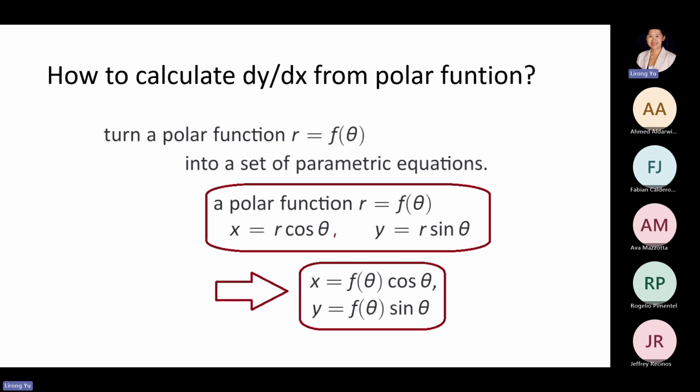Number one, you turn the polar equation into a parametric equation. r equal to a function of theta is a polar function, but x equals r cosine theta, y equals r sine theta. The r can be replaced by whatever polar function you have. So if r equals f of theta is a polar curve, like r equals 2 sin theta, you multiply by cosine theta and sine theta to turn it into a parametric equation, and we're basically applying the parametric equation method for the calculus part.